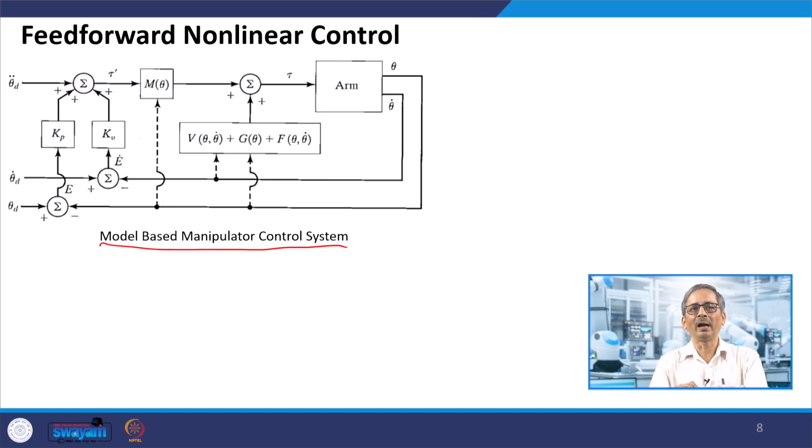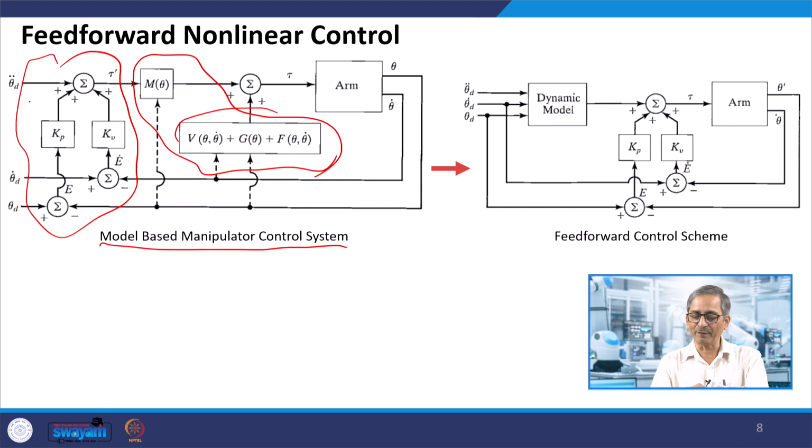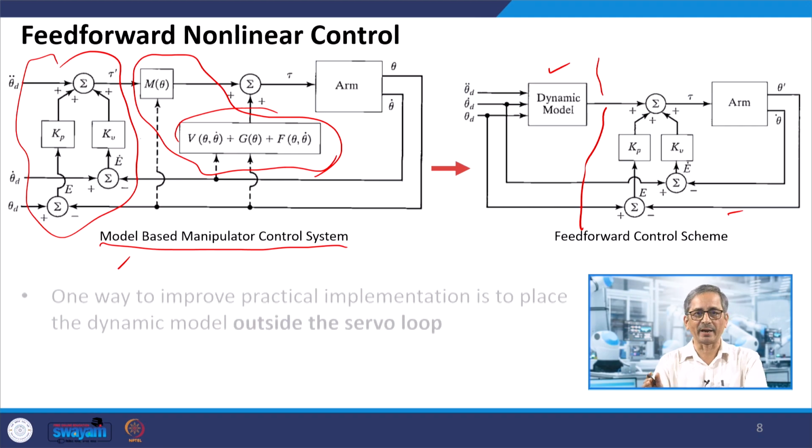Now, let us see how we can do the feed forward nonlinear control for this one. In this figure you see that this is the model based portion, and this one is your servo portion. In feed forward control, we can take this servo portion inside. In the model based portion, the servo portion is outside. So, we can take this servo portion inside and take the model outside.